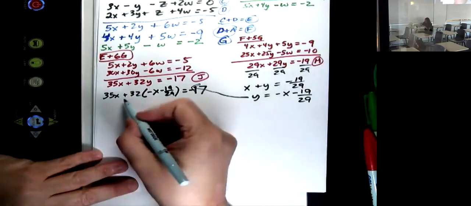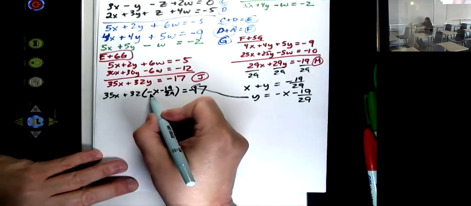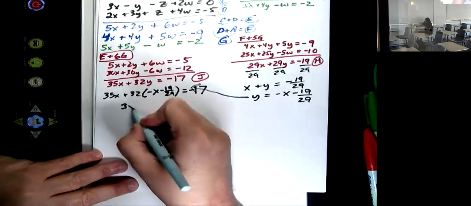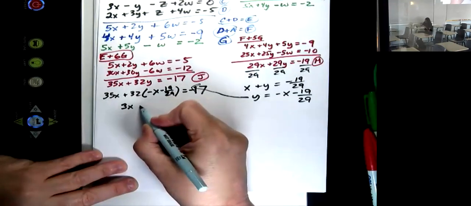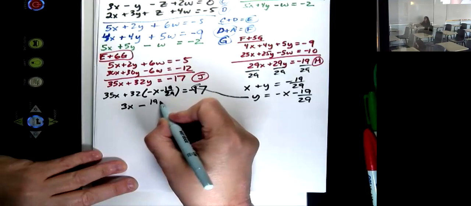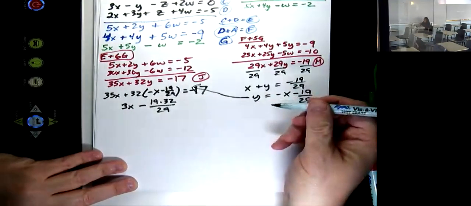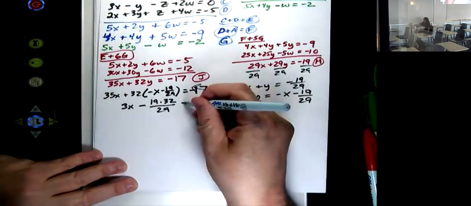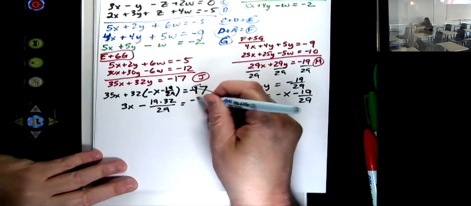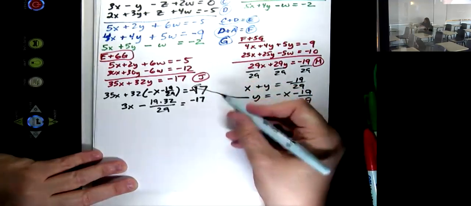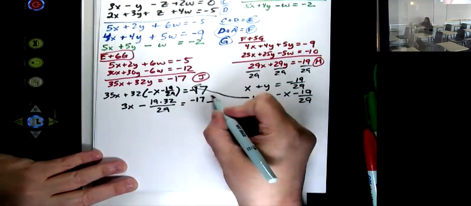Okay, so this is going to give me negative 32x plus 35x is 3x. And I got minus 19 times 32 over 29. And then I've got negative 17 on the right. And it looks like I'm going to need a common denominator, so let's multiply that by 29 over 29.